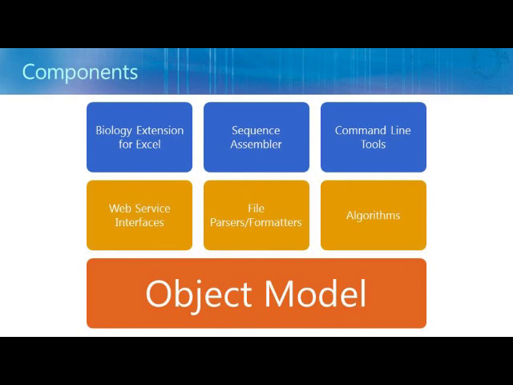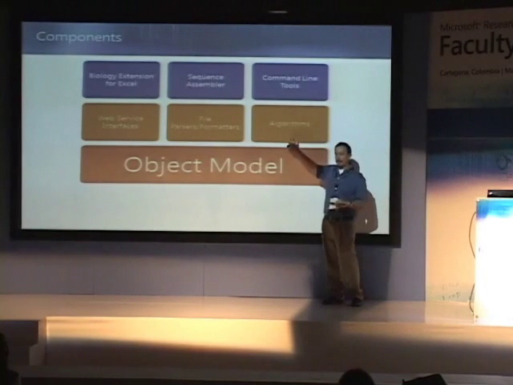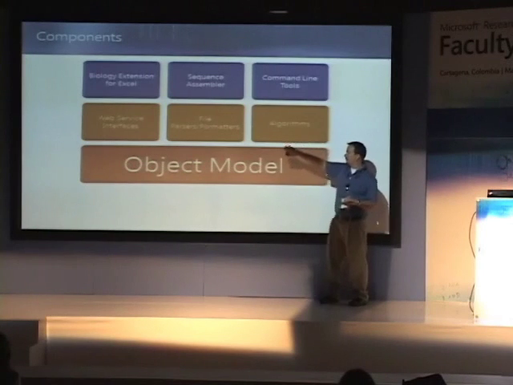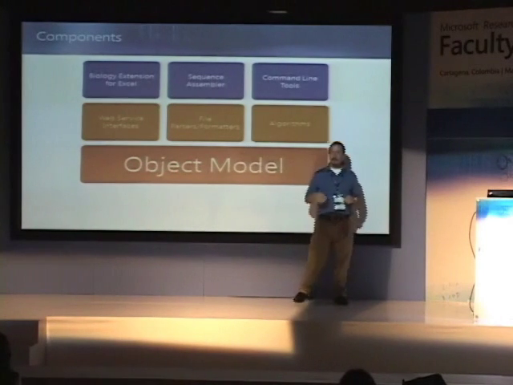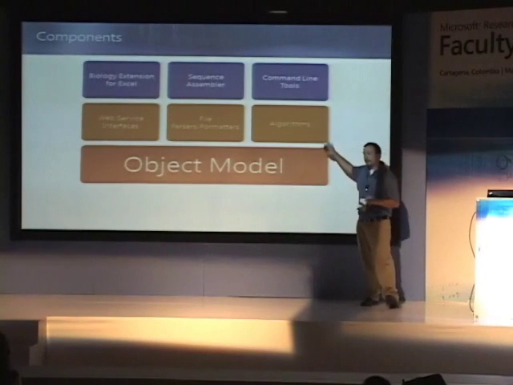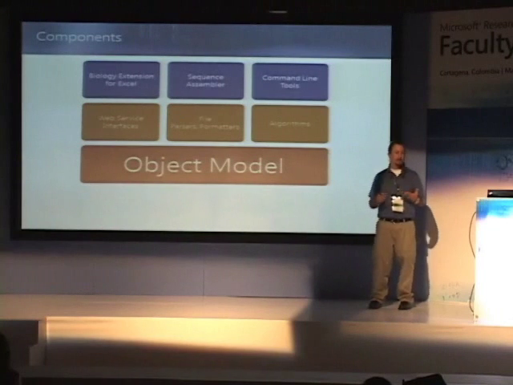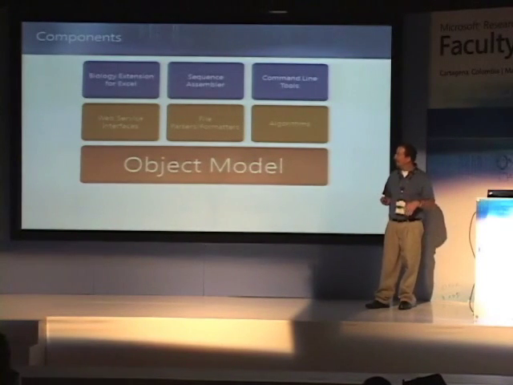Okay, so high level, Microsoft Biology Foundation consists of an object model, which is essentially the representation of genomic sequence data. On top of that, you've got more of the functional components of the library, including file parsers and formatters. This is how you get your data in and out of the object model. Then the algorithms that allow you to do alignments, assembly, transcriptions, and then the web service interfaces.